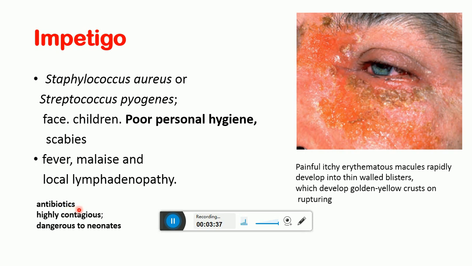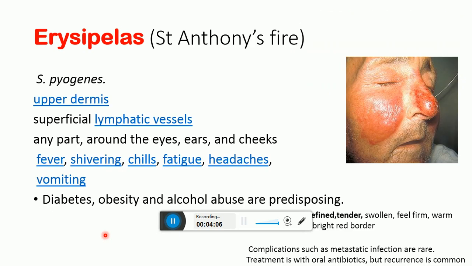Beta-lactamase resistant antibiotics are used, along with preventive measures to reduce transmission. Why? Because the condition is highly contagious. It is particularly dangerous to neonates, so contact should be avoided with neonates.